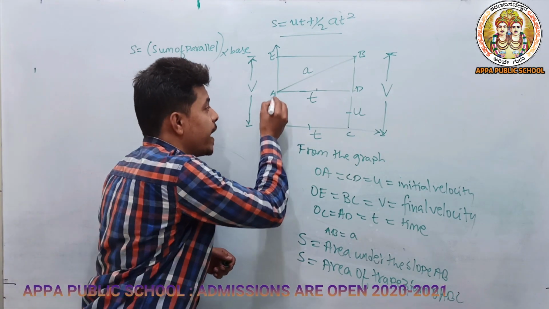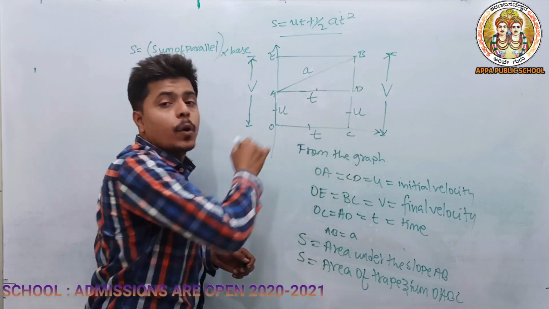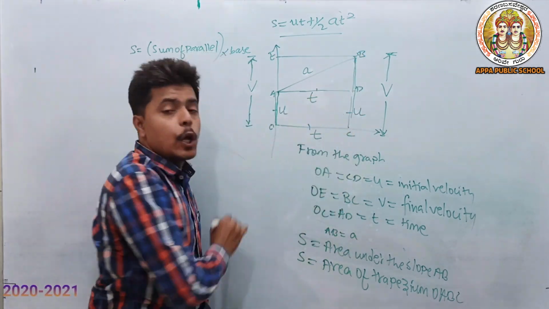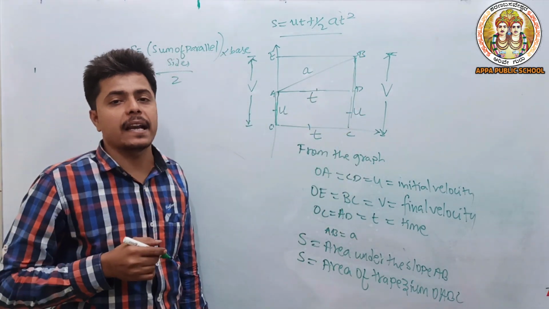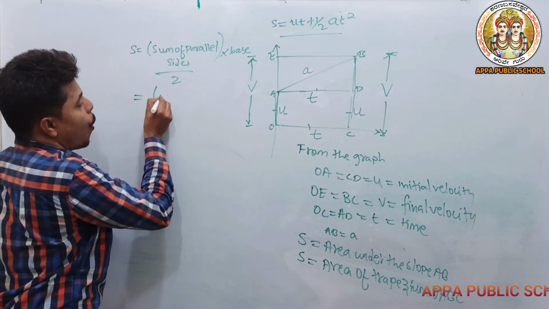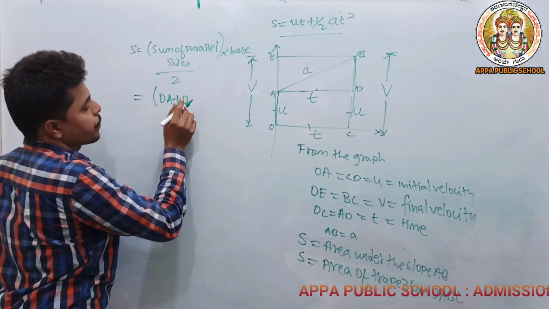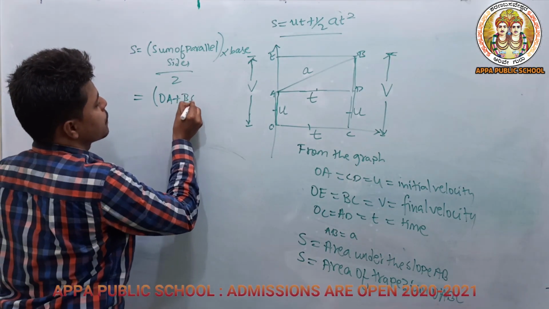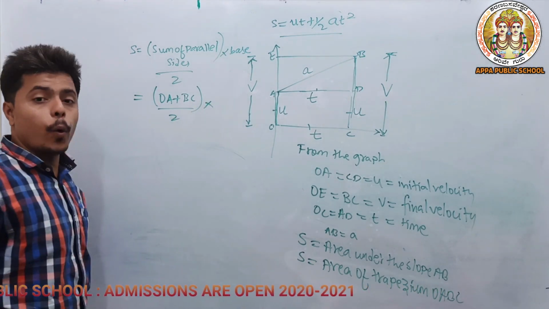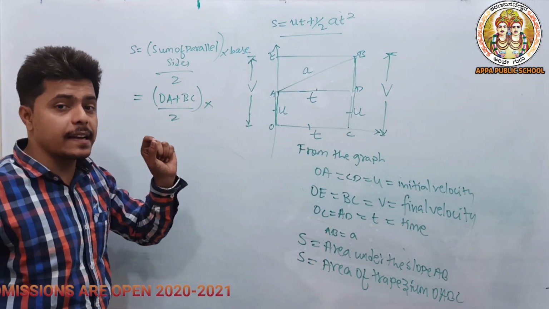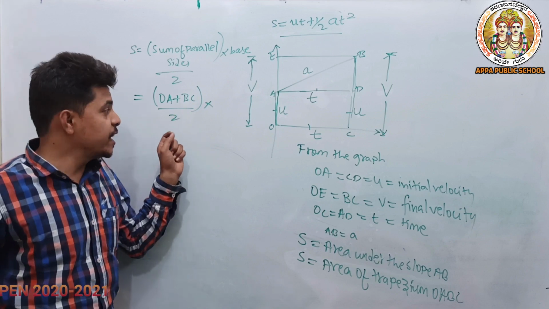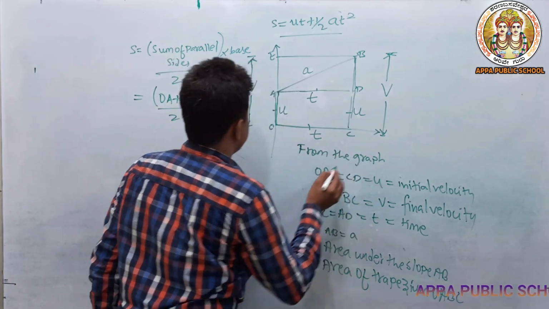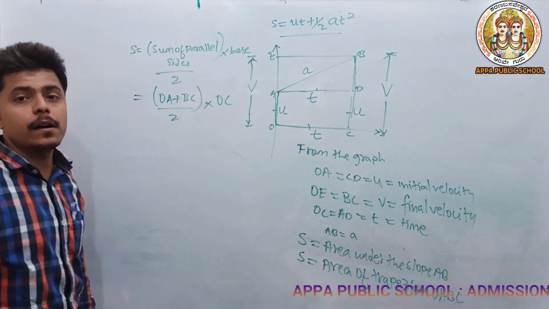Which are those? OA and CD or BC. Okay, OA and BC are the two parallel sides. So I am going to substitute here OA plus BC, the sum of the two parallel sides, by 2 into base. I am going to take the base OC and write OC in the place of base.